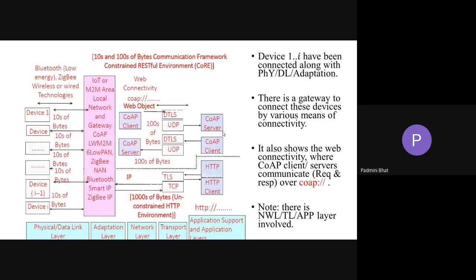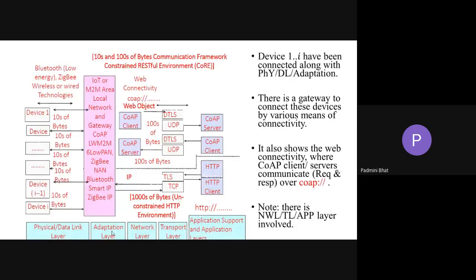Now this is one communication setup. A client sends the request, and from there the server sends the data. So all of that is the communication setup. But if you observe here, 100s, 1000s, 10s. So it tells you the difference between the unconstrained and the constrained.